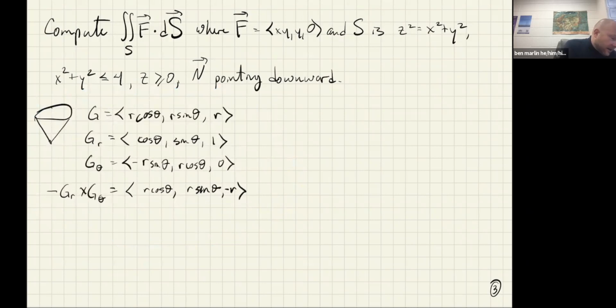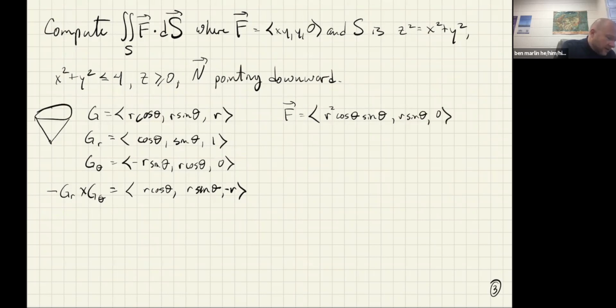And the F that we want needs to have an x times y. Well, that's going to be r cosine theta times r sine theta. So I'll write it as r squared cosine sine, comma. And then the next entry is just a y, so r sine theta. And then the last entry was a 0.